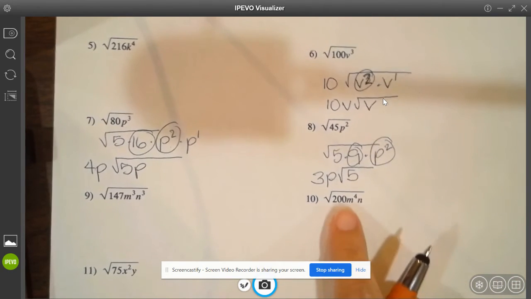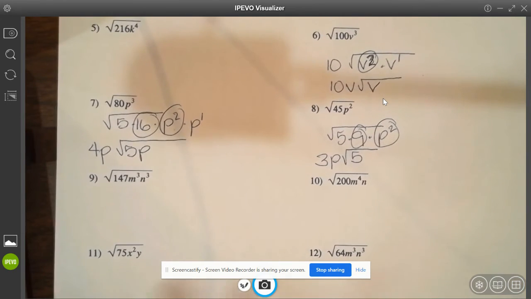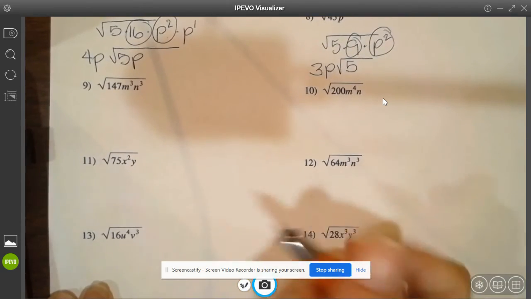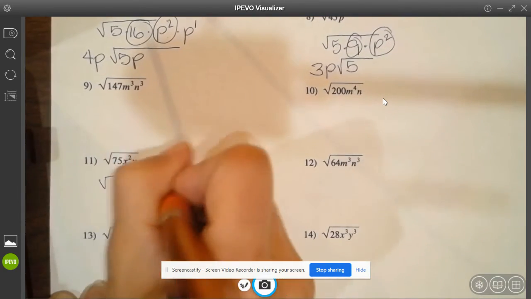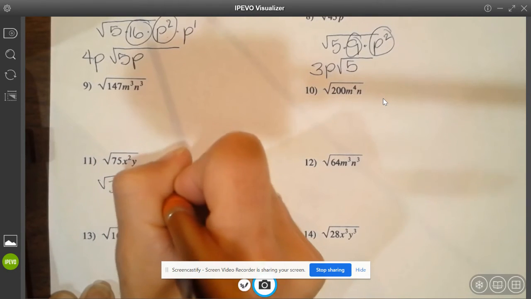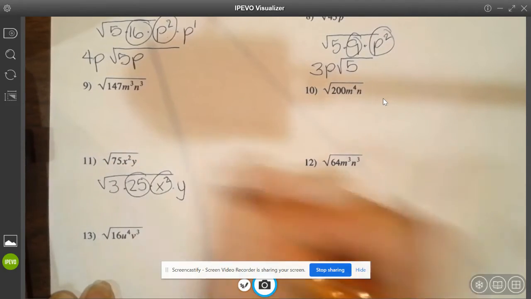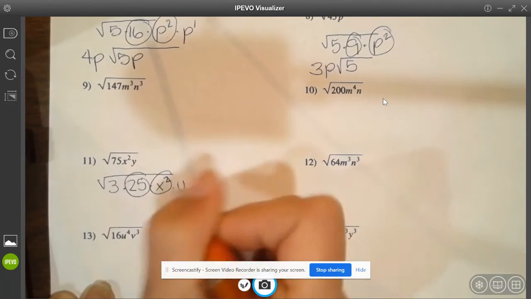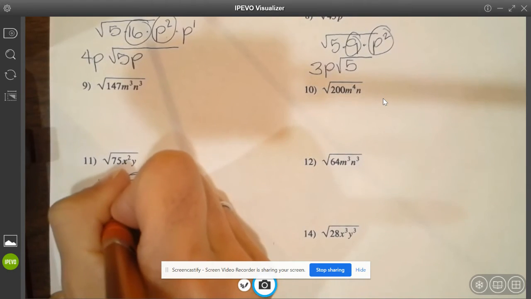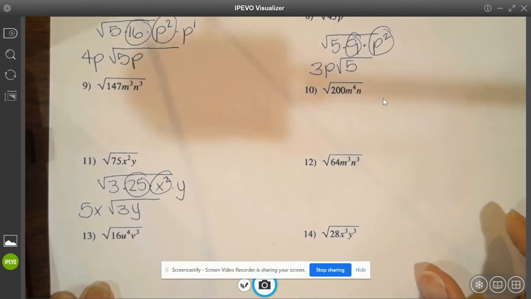All right, we said 2 times 100 here. We can do that. 3 times 25 here. So this one would be, so we have 3 times 25, and then we have times x squared times y. So we can take the square root of this, and we're left with 3y inside. So that's 5x times the square root of 3y.